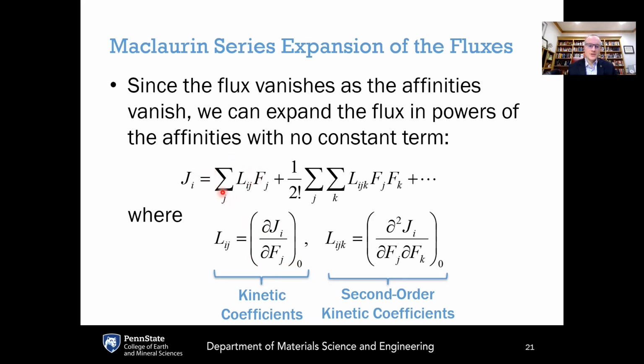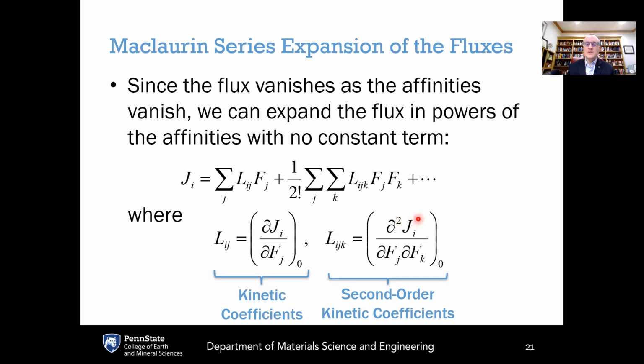Now, that's the first term of the Maclaurin series, the linear term. If we continue, we can get the quadratic term. The quadratic term involves 1 over 2 factorial times now a double summation over pairwise combinations of our thermodynamic coordinates. So this would be a product of the affinity of J times the affinity of K, and then the coefficient would have 3 indices now, L sub ijk. And this, as you can see, would be a second derivative.